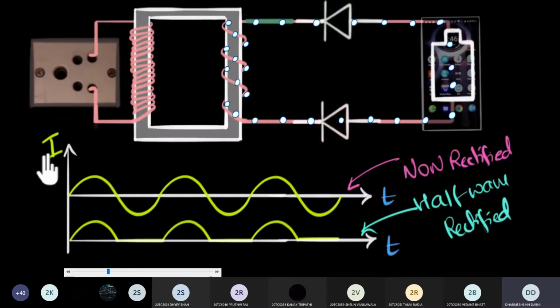Maybe we can flip this diode. So let's see what happens if we flip that diode. We'll flip that diode over. And I want to again pause this video and see what you think will happen in this case.